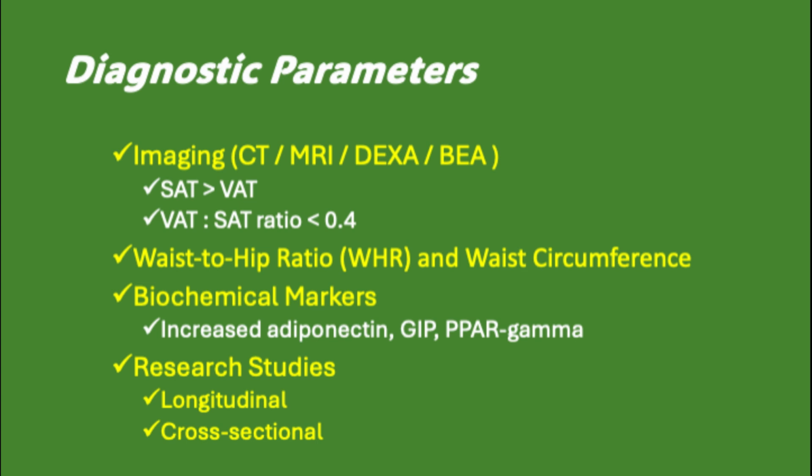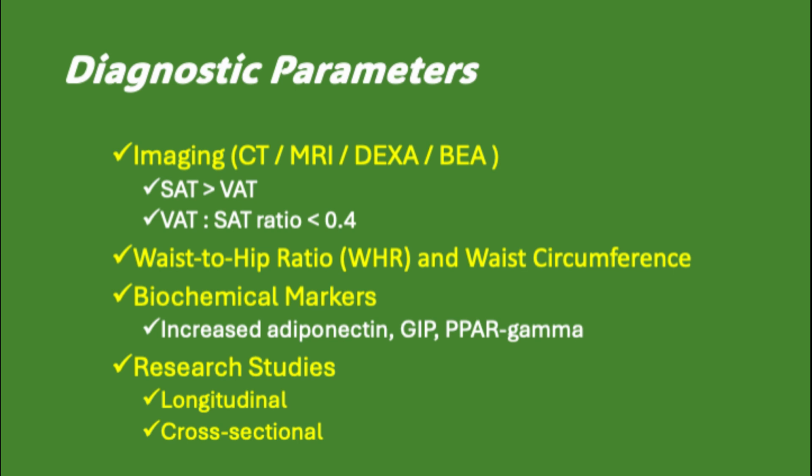Biochemical markers: there is an increase in adiponectin. Adiponectin happens to be the good hormone. Then the GIP also increases, PPAR gamma increases. So these are all the biomarkers for the metabolically healthy obesity. Many research studies, longitudinal and cross-sectional studies, have shown that healthy obesity does exist, but it may be a temporary phenotype. Most of the healthy obesities gradually degenerate into unhealthy obesity.